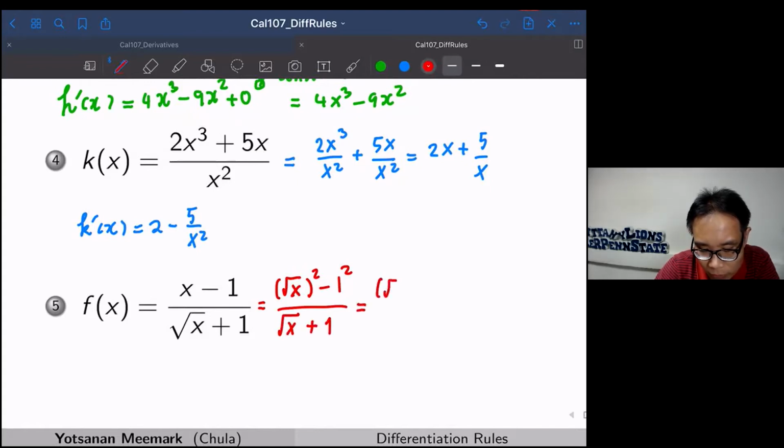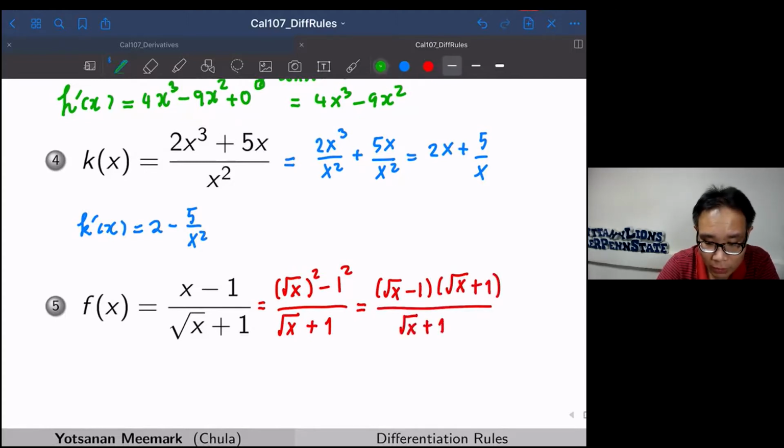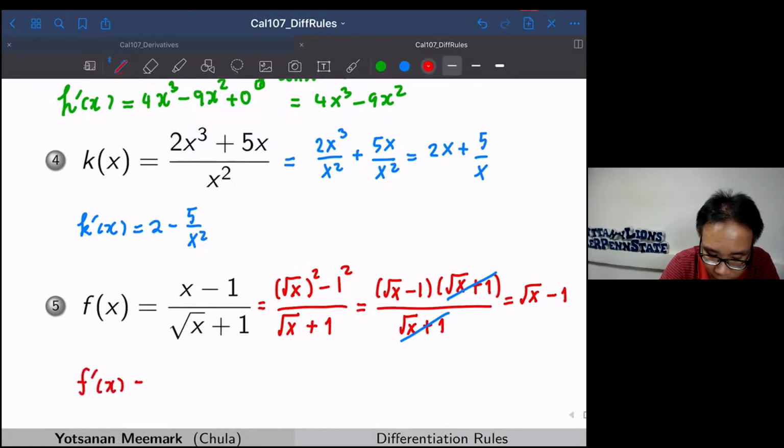So in this case, it's going to be root x minus 1 times root x plus 1 over root x plus 1, and you're gonna get rid of these two guys. So it's gonna give you root x minus 1. Okay, and then you're gonna differentiate this one. F prime x equal to, differentiate root x is gonna be 1 over 2 root x, and differentiate 1, you get 0. So it's gonna be 1 over 2 root x.